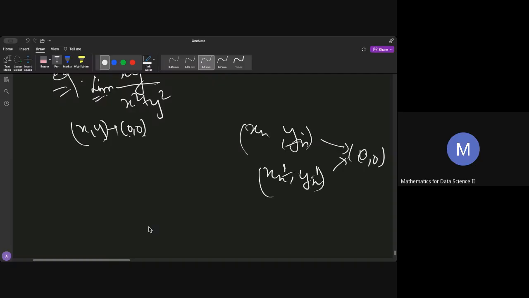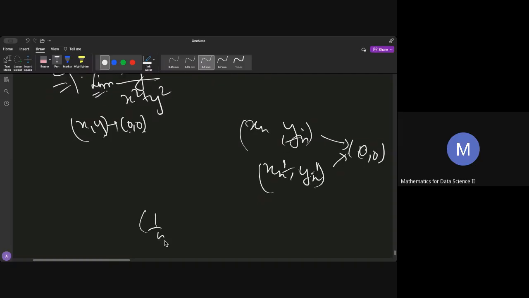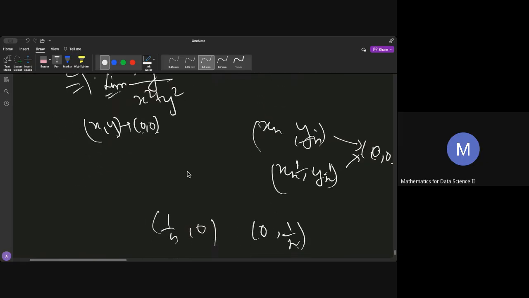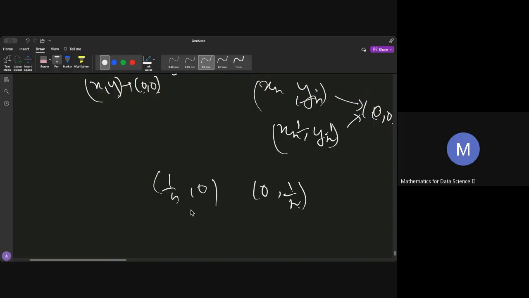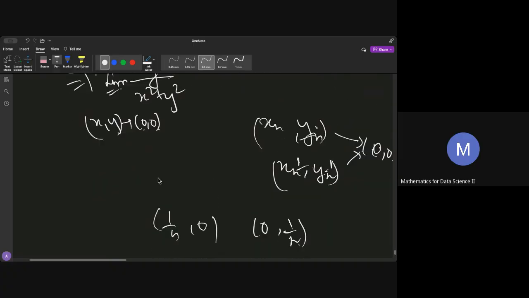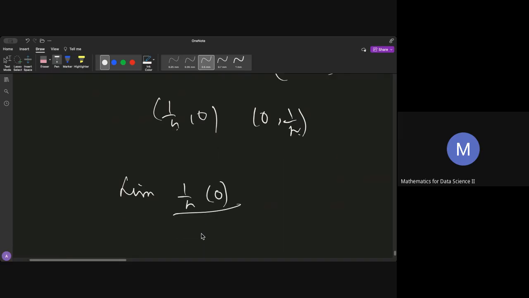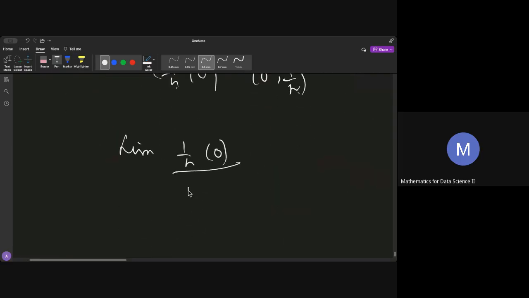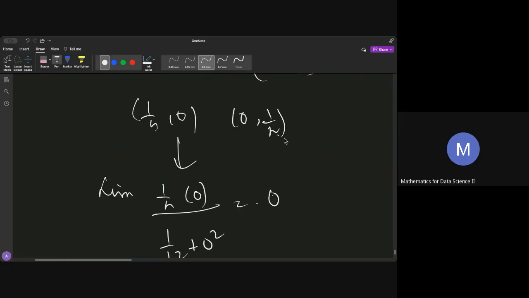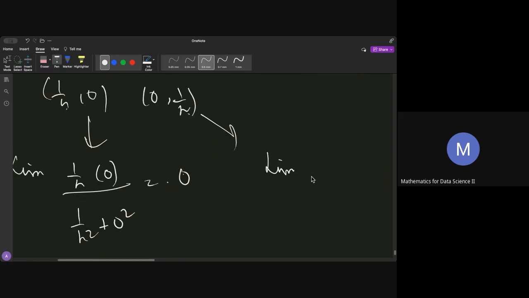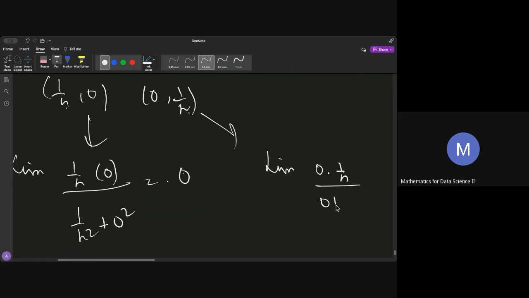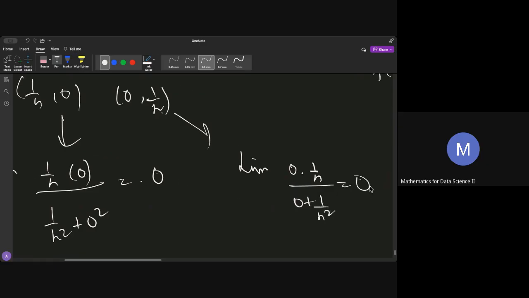If I do the same thing here, if I take (1 by n, 0) and (0, 1 by n), it's not going to work this time. Because if I have (1 by n, 0), this will give me 0, right? If I put x equals 1 by n, y equals 0, what will be the limit of this function then? Whatever you have in the denominator, it's x square plus y square, 1 by n square plus 0 square. This will just be 0. Similarly, using the other one, it will be 0 into 1 by n over 0 plus 1 by n square. So this will again be 0, and both of these limits are 0. But this doesn't mean that the limit of this is 0.